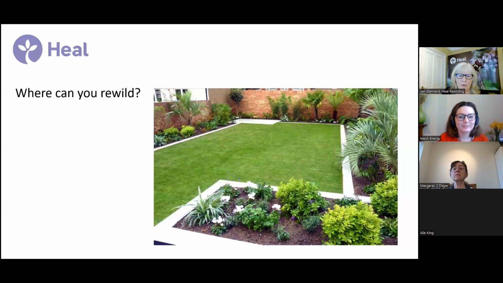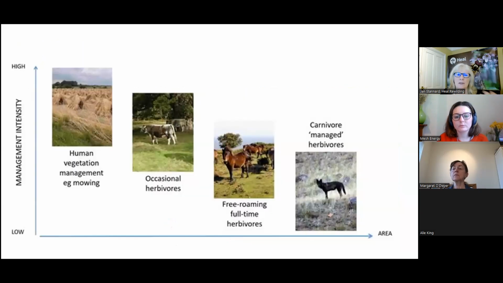So where can you rewild? Clearly I've talked about scale, and we are often asked, can I rewild in a garden? Well, if you're not purist about your definitions, you can deploy some of the principles, but let's just look at the scale question.